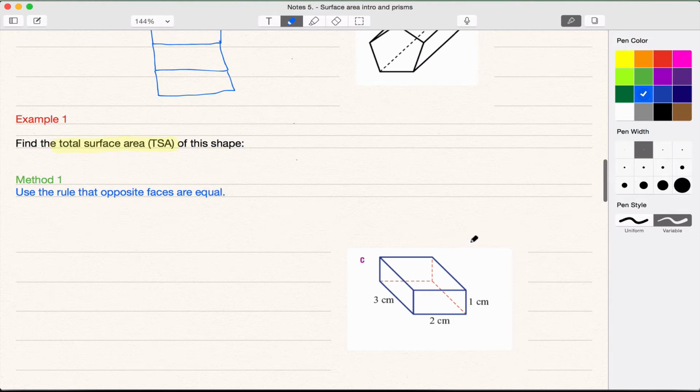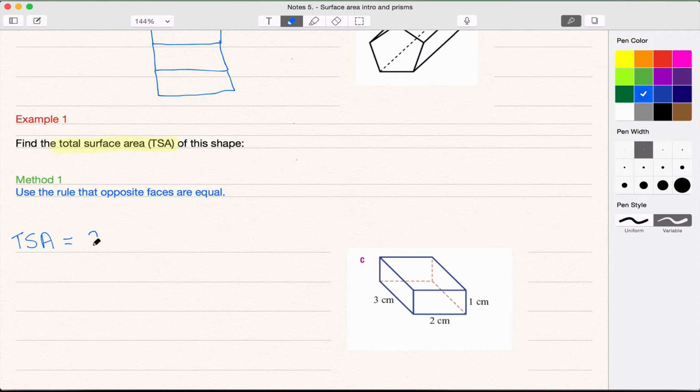So the first method, we'll be using the rule that the opposite faces are equal. So remember at the start, here's our picture we're looking at. Remember at the start we said this back face and this front face would be the same. This left hand side and the right hand side would be the same. And the top and the bottom would be the same. Now they're not all the same as each other, but they're the same in pairs. So we can use that.